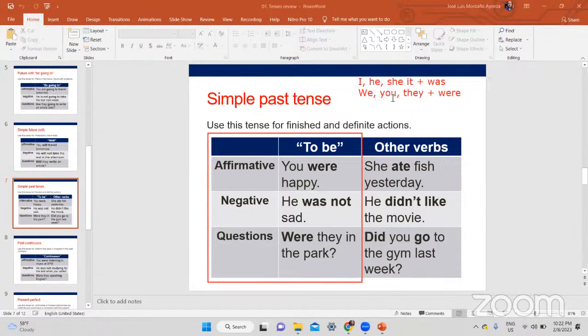I, he, she, it was. I was, he was, she was, it was, but we were, you were, they were. All right, so that's the rule. So one more time, tell me three things. One thing that you can tell me about you and your family in affirmative, in negative, and one question, please. We were on vacations. Very well.